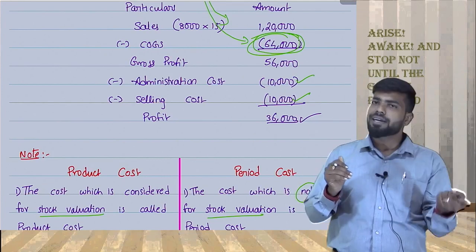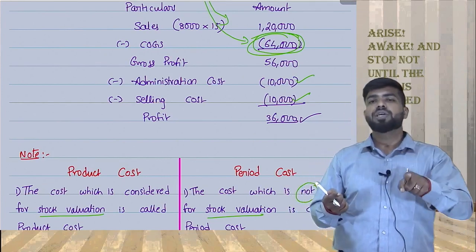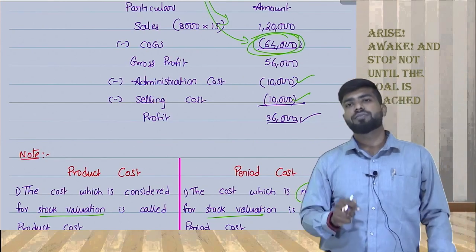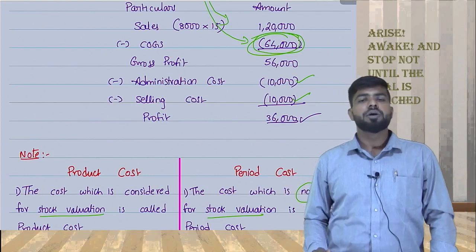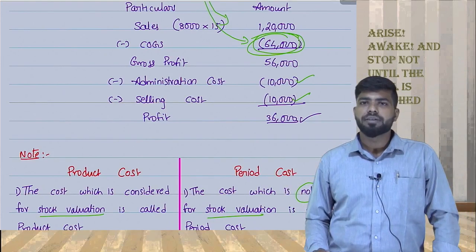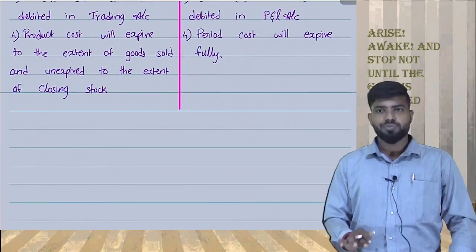Product cost will be debited in the trading account. Period cost will be debited in the P&L account. Product cost will expire to the extent of goods sold, unexpired to the extent of closing stock, whereas period cost will expire fully. This is about product cost and period cost. All of you understand what I am saying? Okay. Next.